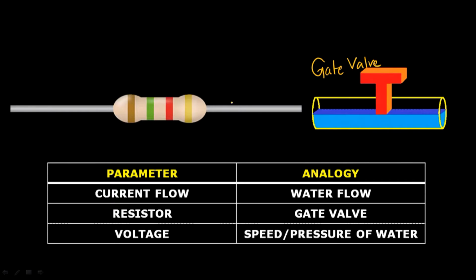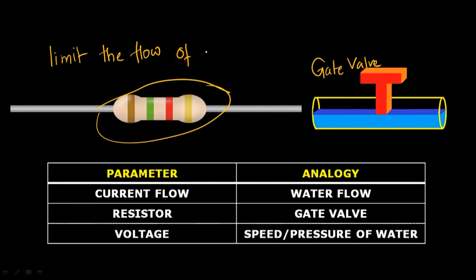Similarly, in an electrical circuit, the device which is used to limit the flow of current is called a resistor. I have shown the picture of a resistor here. In fact, we can draw more analogies between current flow and water flow. Analogy means the functions are the same.